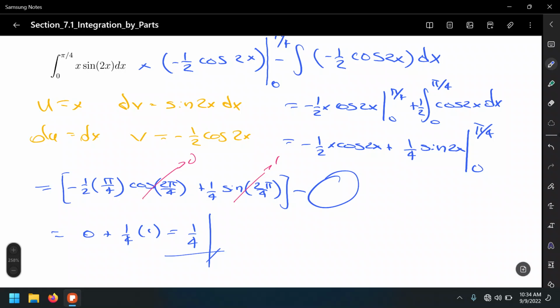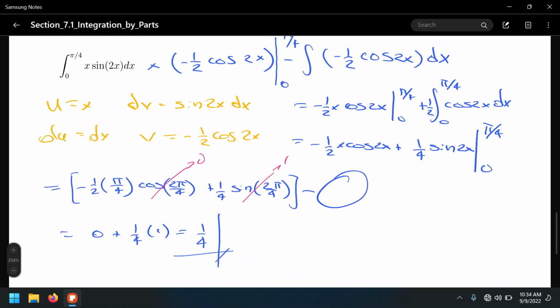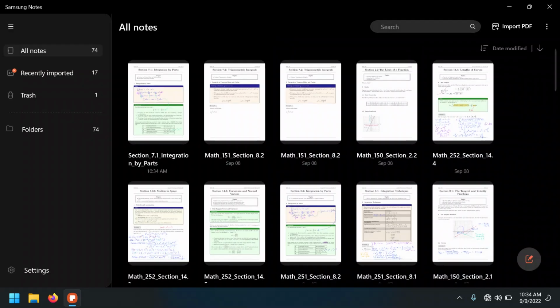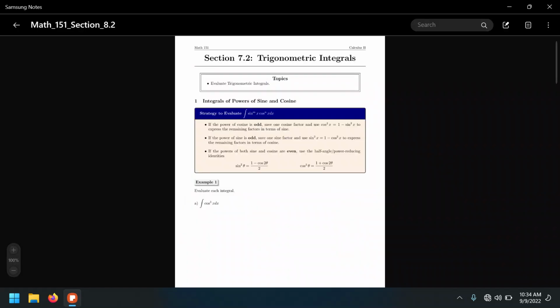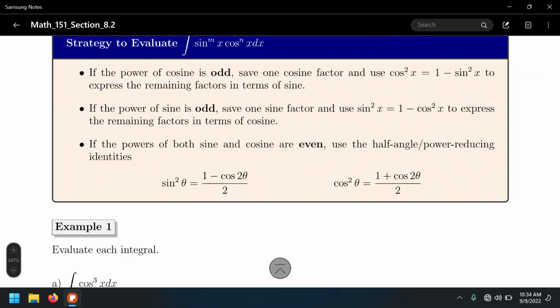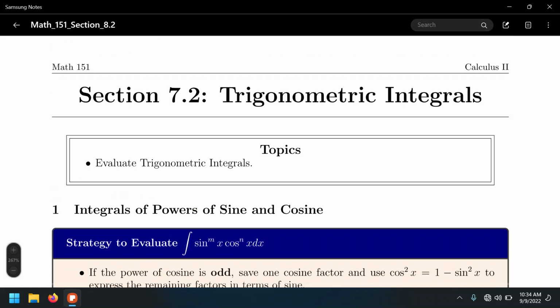Alright, so let's move on to the next topic, which is trigonometric integrals. Alright, well, so here is where we will use every possible trigonometric identity. But of course there's some guidelines to help us move on, or at least get started with the problems, with the exercise. So we're going to start with the simplest of them.